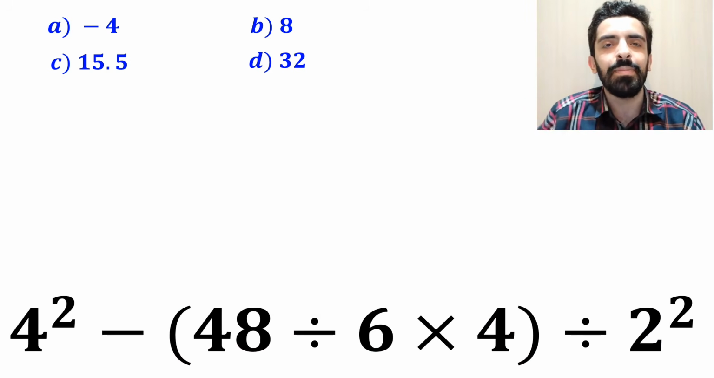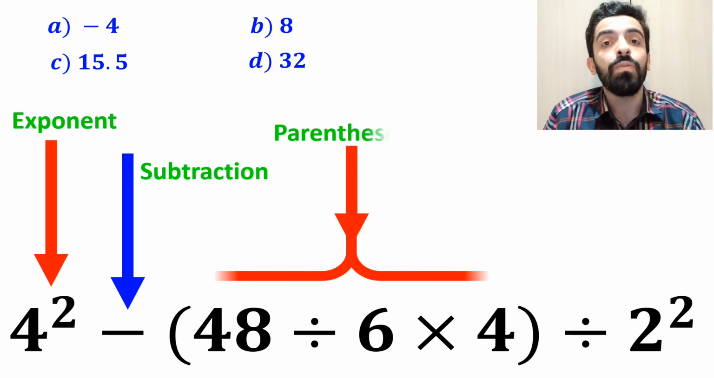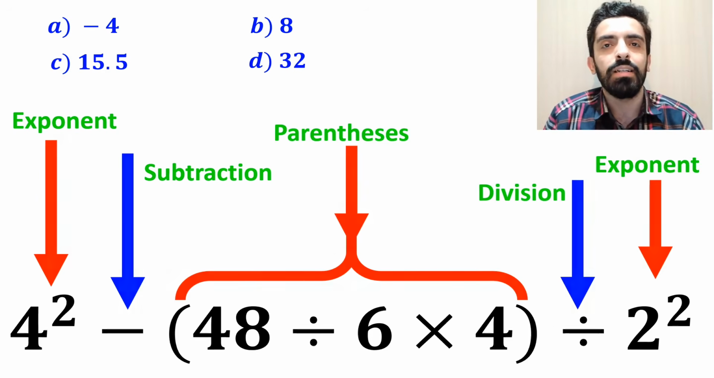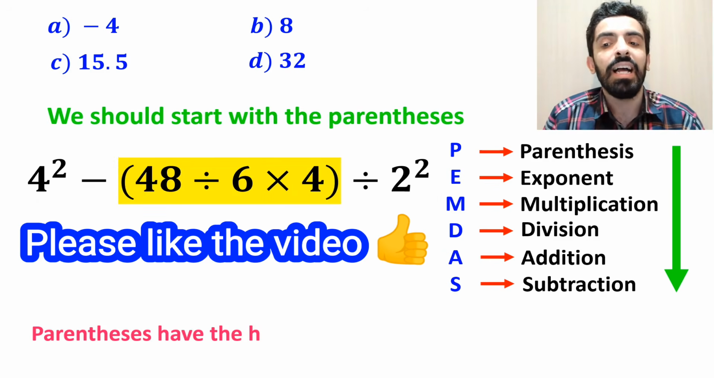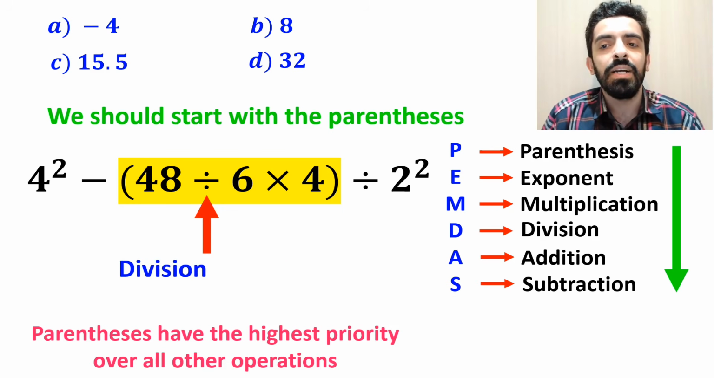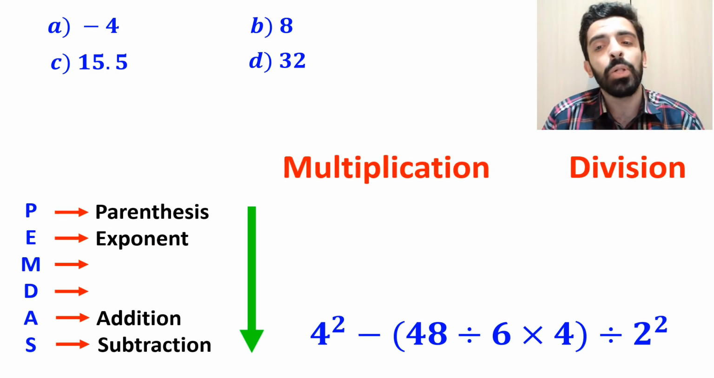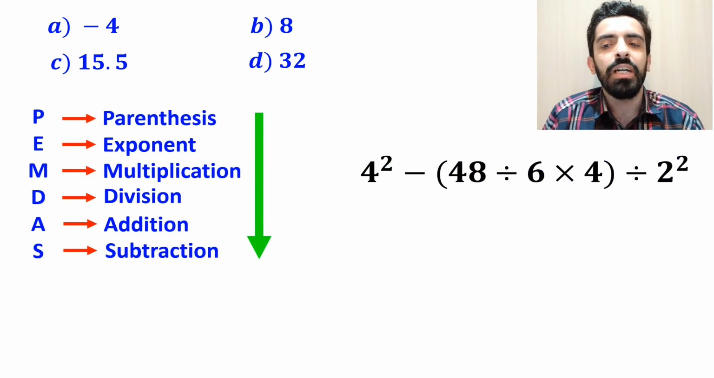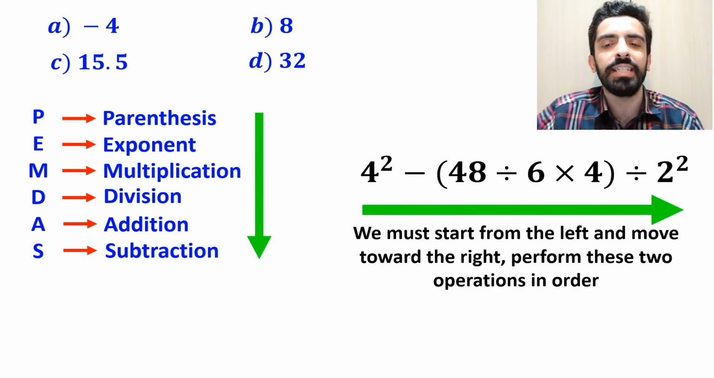Okay, as you can see in the image, in this expression, first we have an exponent, then a subtraction sign, followed by parentheses, then a division sign, and finally another exponent. According to the PEMDAS rule, first we should start with the parentheses, because parentheses have the highest priority over all other operations. And inside the parentheses, first we have a division sign and then a multiplication sign. It's very important to note that multiplication and division have exactly the same level of priority. In this situation, we must start from the left and move toward the right, performing these two operations in order.